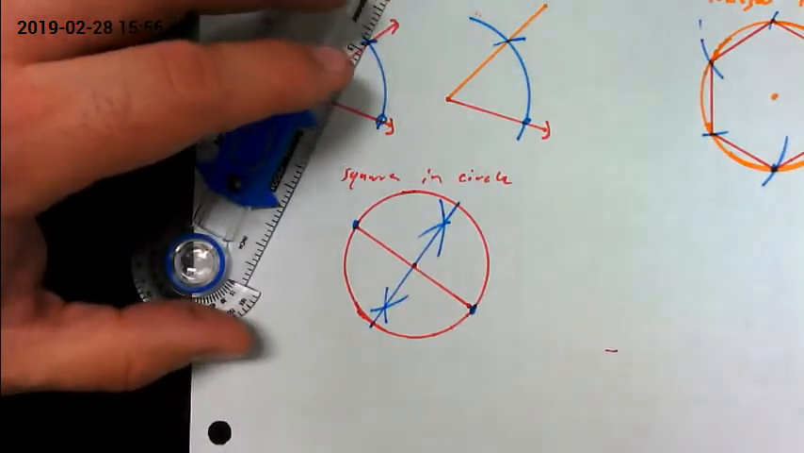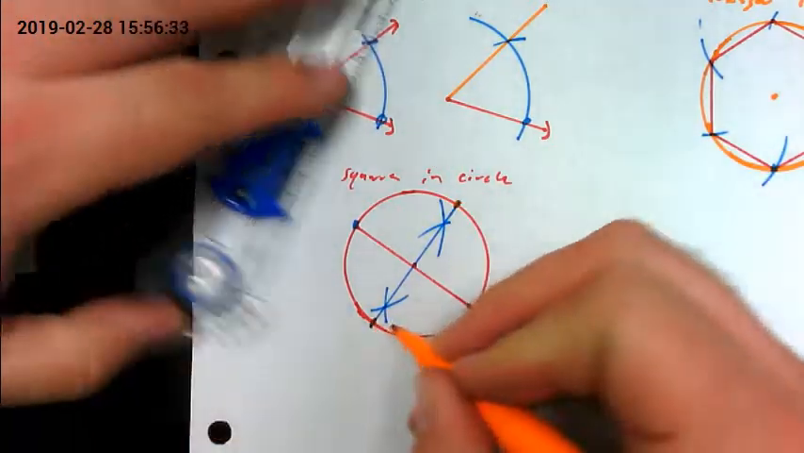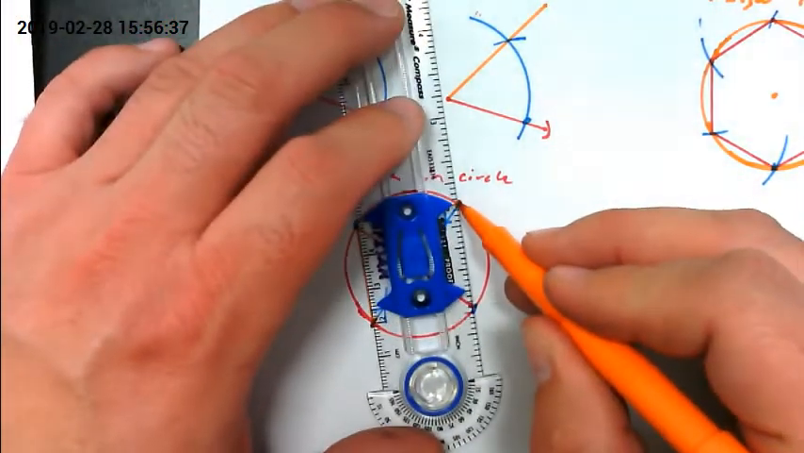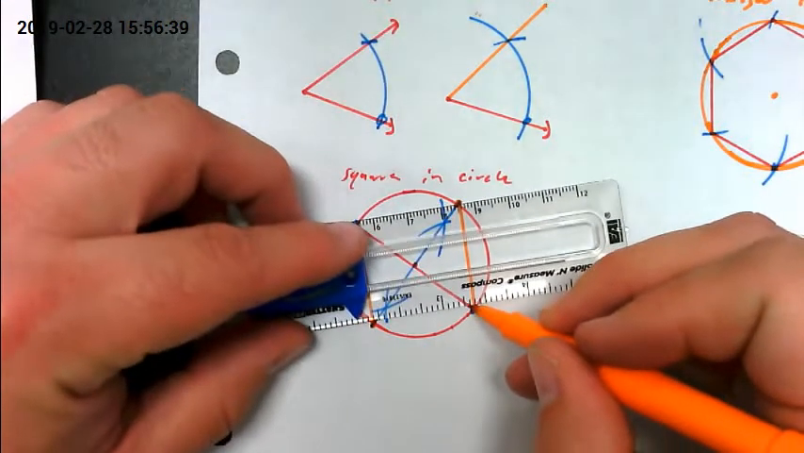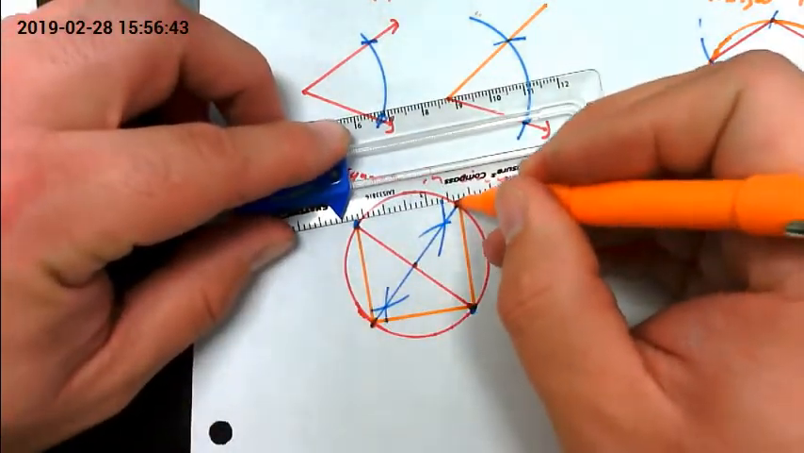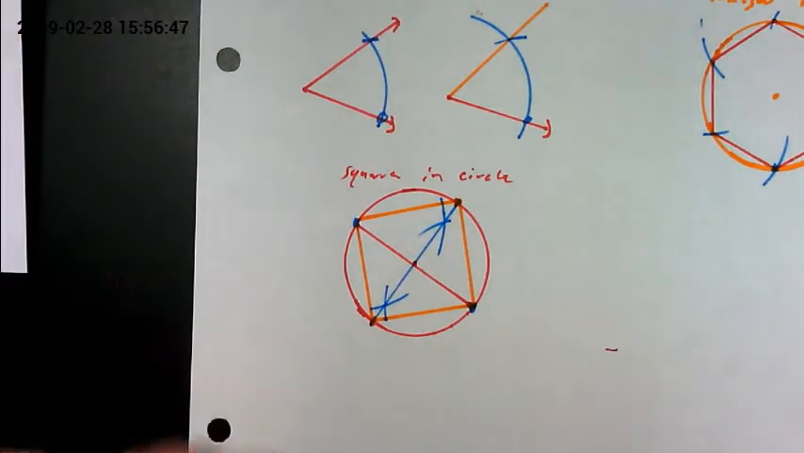Where all of them hit the circle, we now have our 4 points. That should make our square. And we got ourselves a square. Alright. Next one, tangent line to a circle.